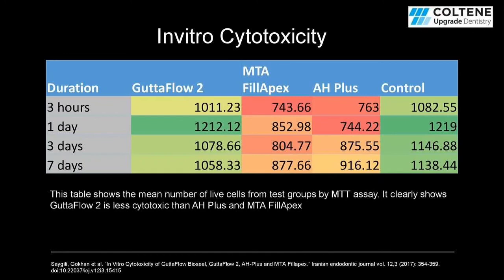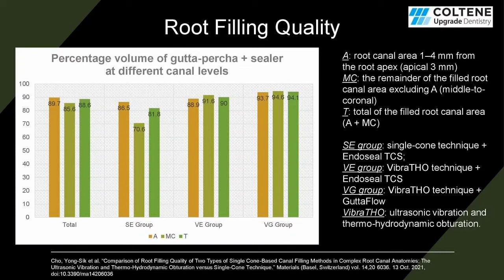In this slide, we evaluate the root filling quality of the different materials that we used in the study. In this study, Gutta Flow was used along with a very unique obturation technique, that is ultrasonic vibration and thermohydrodynamic obturation. The study showed that Gutta Flow showed the highest levels of filling in different levels of the root canal in comparison to the other materials that were used in the study.